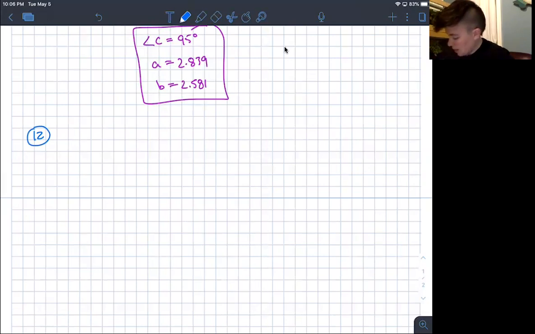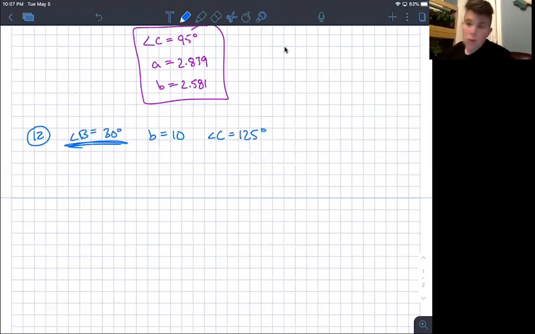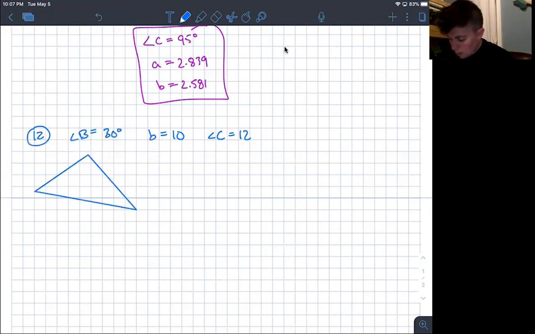So let's say angle B is equal to 30 degrees, side B is equal to 10, and angle C is equal to 125 degrees. So once again, I have 2 angles, so I know that this is not an ambiguous case. I know that I'm going to have one solution. I don't need to do all my finagling to figure out how many solutions I have. I do want to sketch this just so I have an idea of what my triangle looks like.